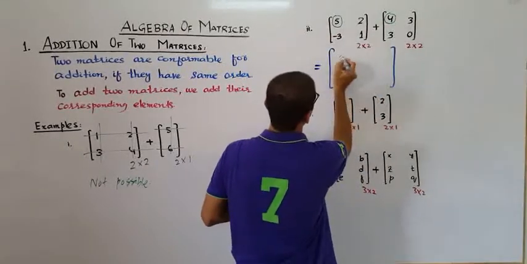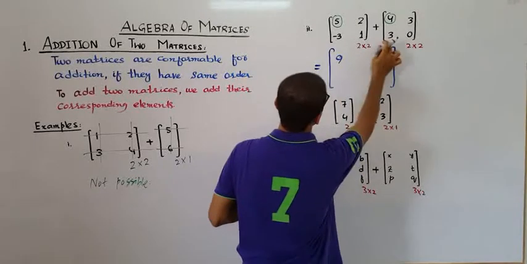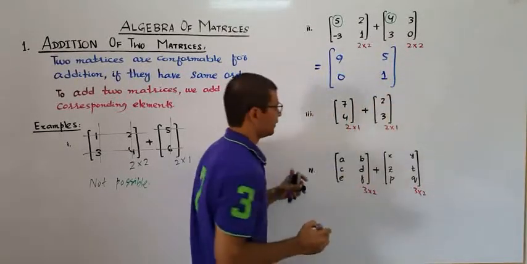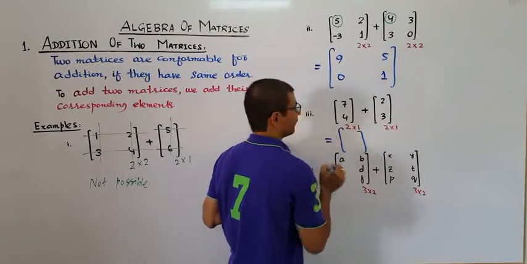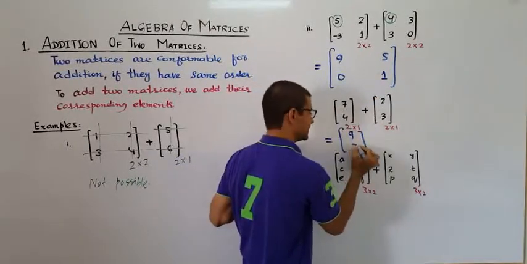5 plus 4, 9, 2 plus 3, 5, -3 plus 3, 0, 1 plus 0, 1. 7 plus 2, 9, 4 plus 3, 7.